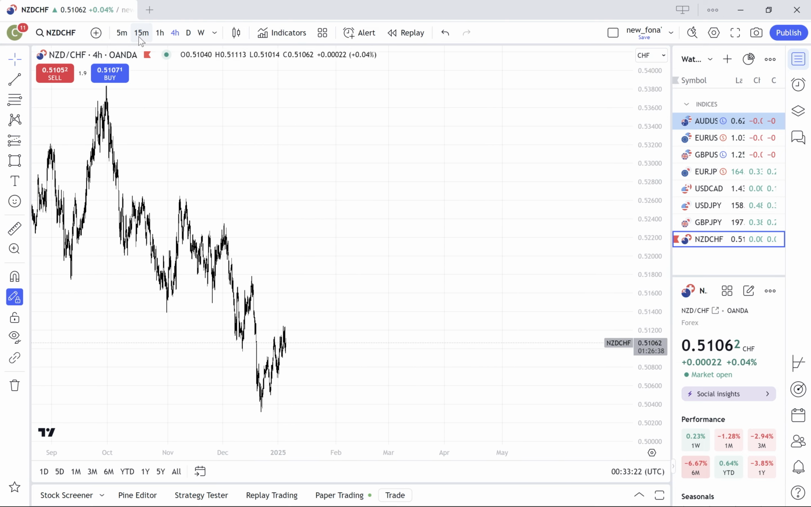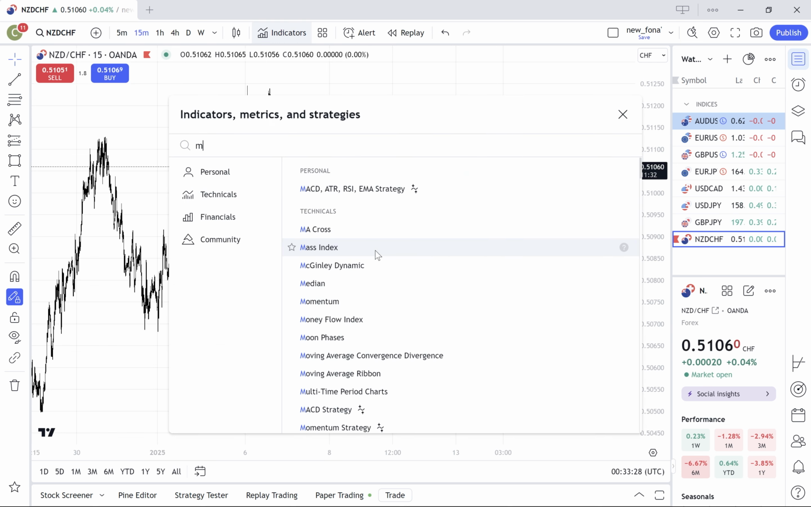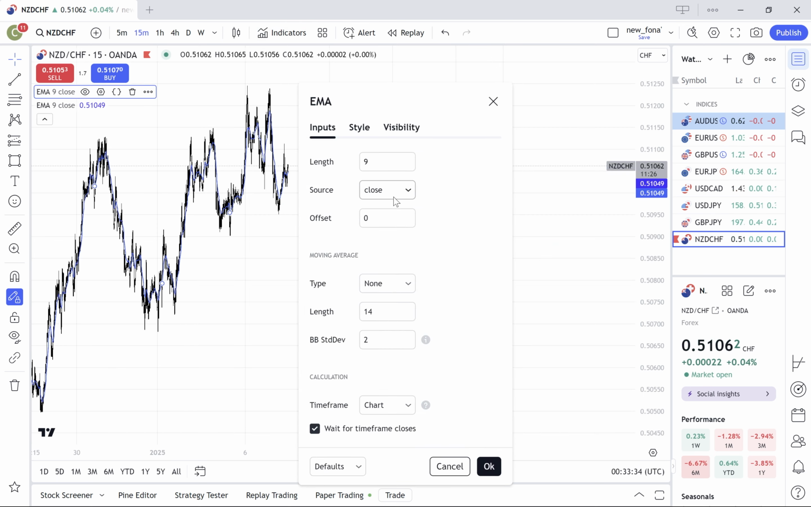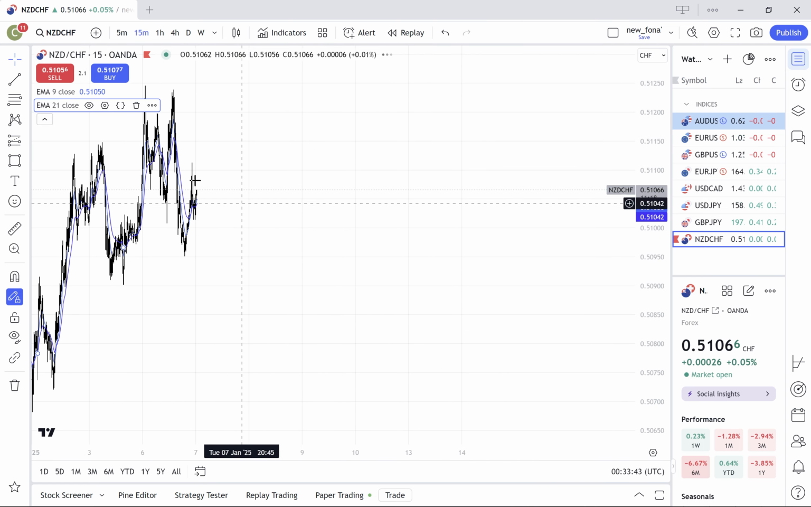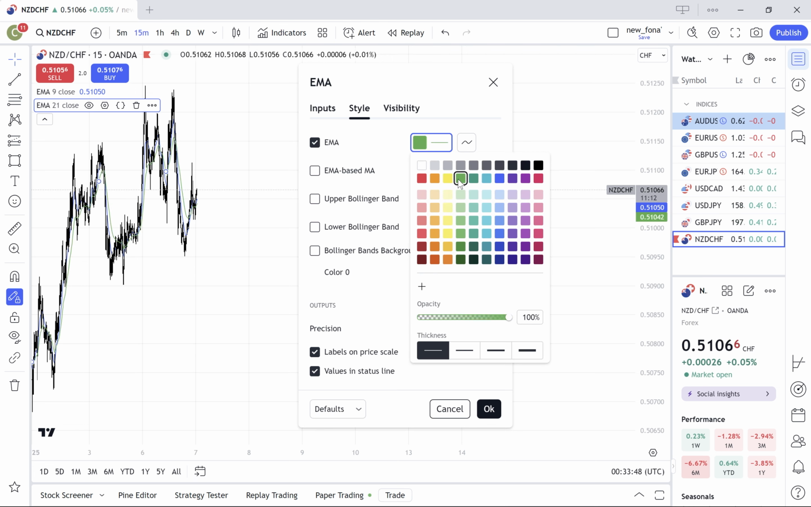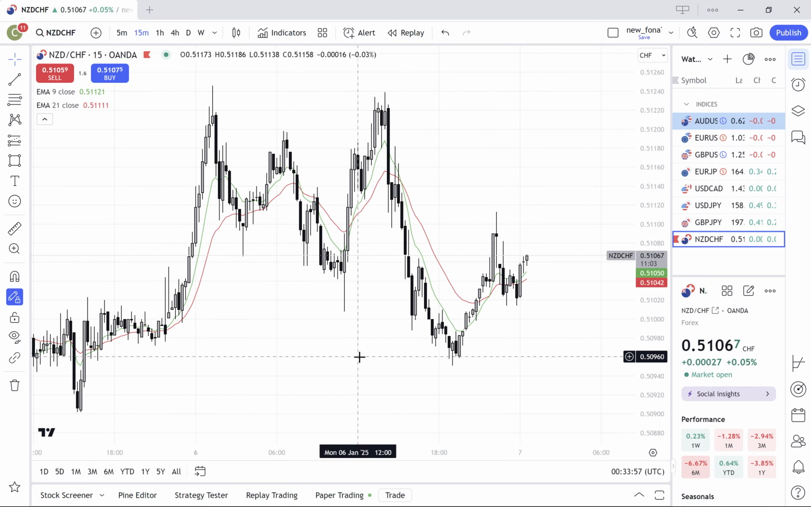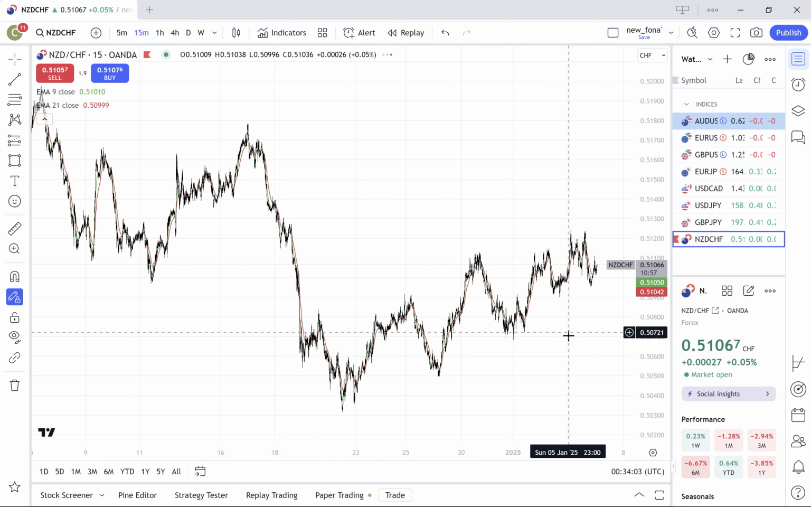So what I'm going to do is go into our 50 minutes time frame and add our indicators, which is the exponential moving average. One of them is going to be 9 and the other one is going to be 21. So let's zoom in here, and I want to change this color to red, and EMA 9 should be color green. All right, so let's reset the chart view here. As you can see, it is making bullish structures here.